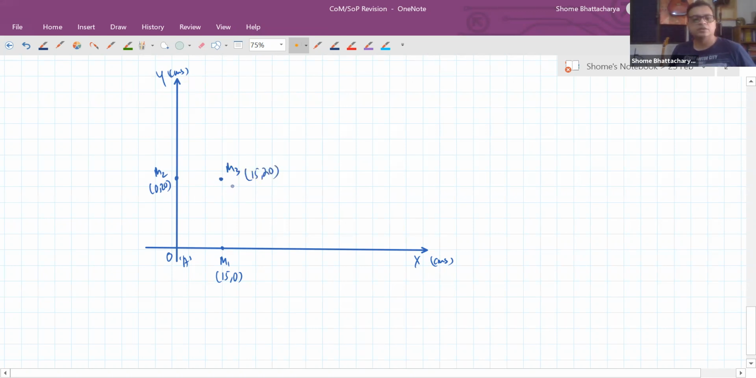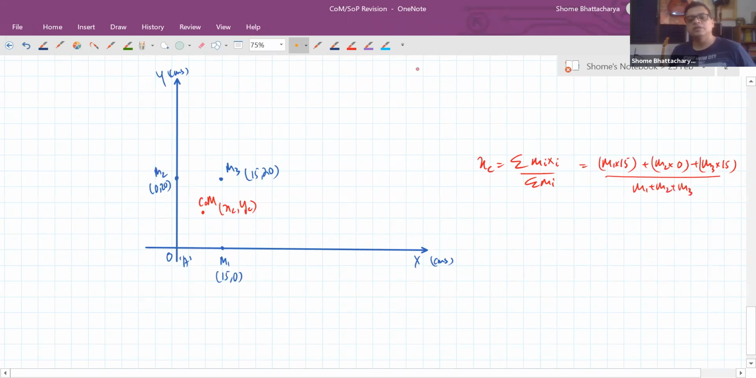Those are the coordinates. So the center of mass of the system will be somewhere here, which is at some coordinate xc and yc, let's say. Okay. So xc will be summation m x divided by summation m. So that is m1 into 15 plus m2 into 0 plus m3 into 15 divided by m1 plus m2 plus m3.